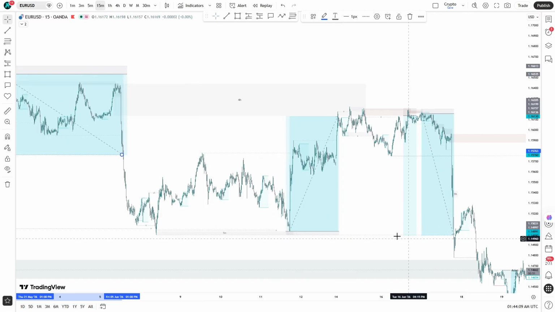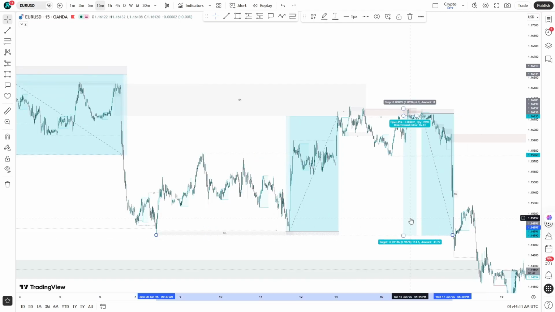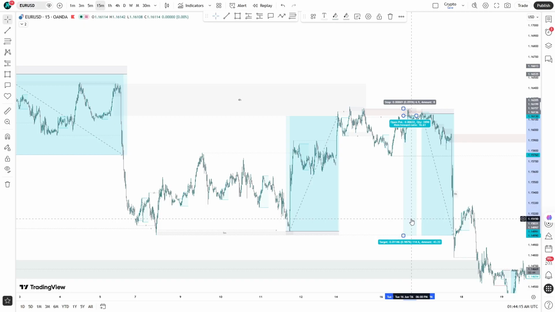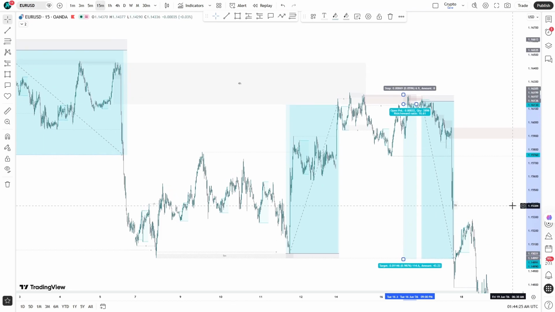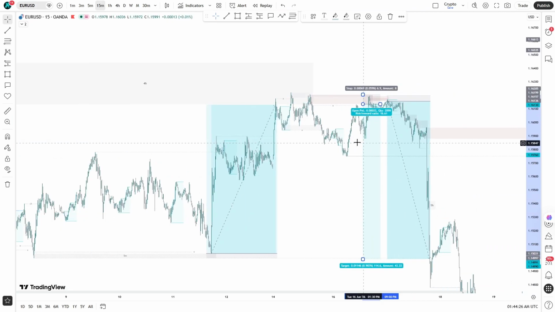Which gave us 1 is to 16. Let's just put it as that. 1 is to 16. So that's it for this trade.